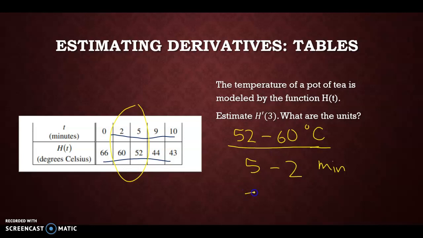So this would be negative 8/3 degrees Celsius per minute. Each minute, my pot of tea loses 8/3 of a degree, or 8/3 degrees, as it sits on the counter cooling off.